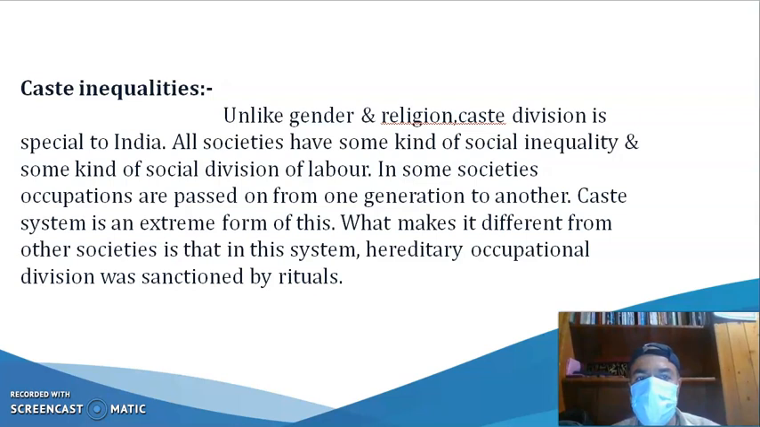Now, what is caste inequalities? Unlike gender and religion, caste division is special to India. All societies have some kind of social inequality and some kind of social division of labor. In some societies, occupations are passed on from one generation to another. Caste system is an extreme form of this. What makes it different from other societies is that in this system, hereditary occupational division was sanctioned by rituals.